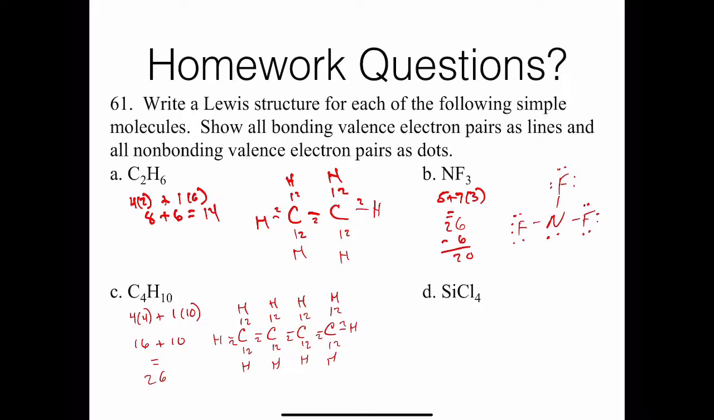SiCl4. Silicon is in column 4, and there's only one of them. Chlorine is in column 7, but there are 4, so this gives me a total of 32 electrons to distribute. Silicon in the center, chlorine around the outside. This took 8. I have 24 left. 2, 4, 6, 8, 10, 12, 14, 16, 18, 20, 22, 24.